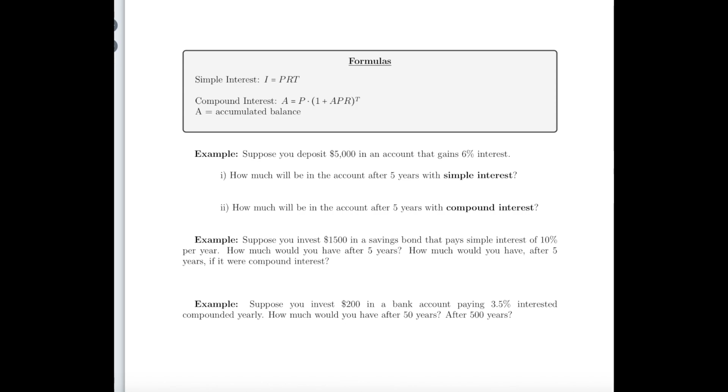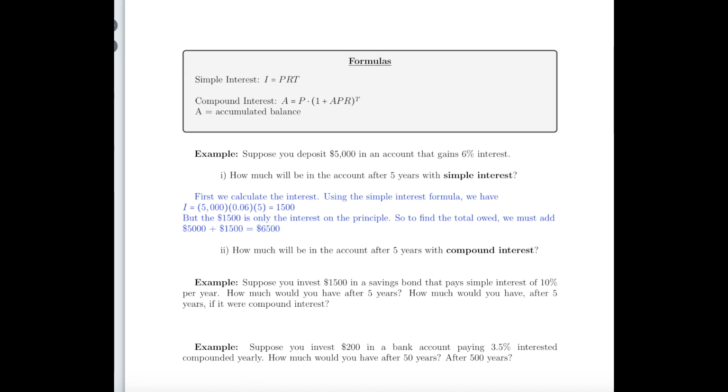So we've deposited $5,000 in an account. We are going to gain 6% interest. Part 1. How much will be in the account after 5 years with simple interest? First, we are going to calculate the interest. We are going to use the simple interest formula. So we will have I equals 5,000 multiplied by 0.06 multiplied by 5.